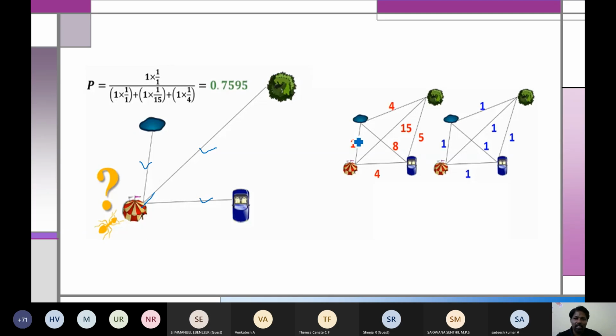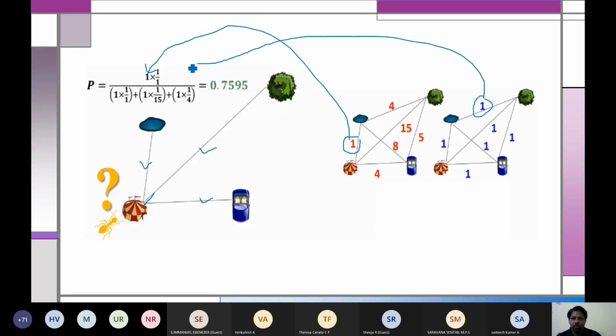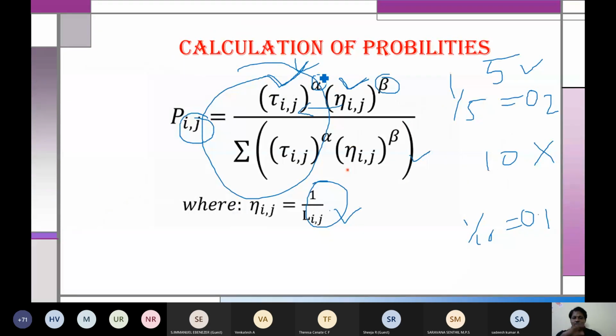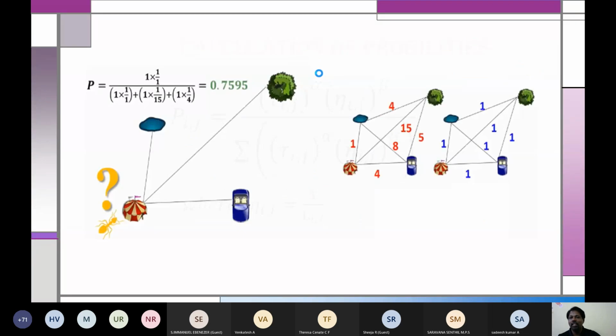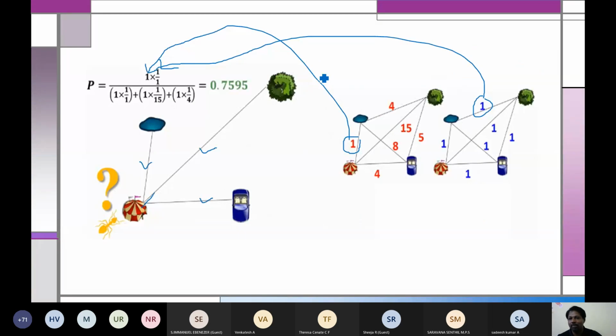So what is available? This is 1 into 1 by distance. That was the numerator. For simplicity, alpha and beta are taken as 1; otherwise it would be more complicated to explain. In most problems you can see they take values from 1 to 10, but here, just to make it simple, I have taken 1. So what is the pheromone available? This is 1.